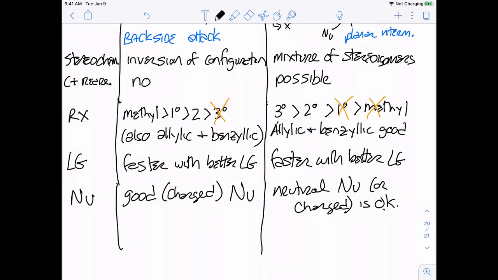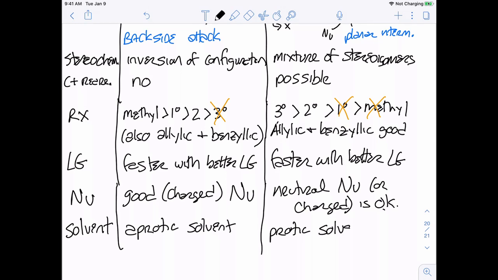And then my last bit, our solvent. With SN2, we want an aprotic solvent. Remember, a protic solvent is going to stabilize my nucleophile, which would make it less reactive, so my rate would slow down. So we want an aprotic solvent. A protic solvent is good with SN1.